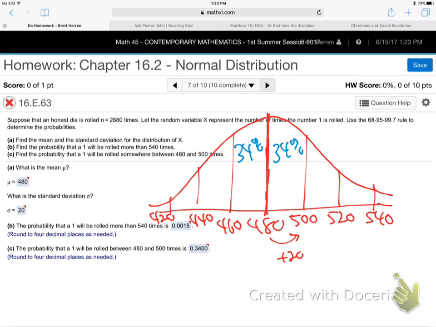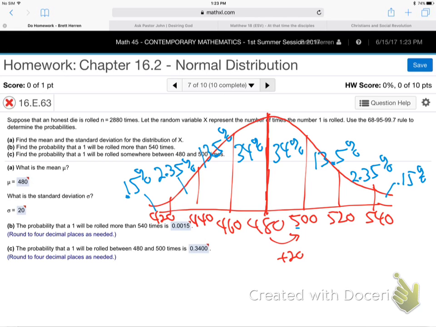34, 34, 13.5, 13.5, 2.35, 2.35, 0.15, 0.15. Okay, we good with all that?